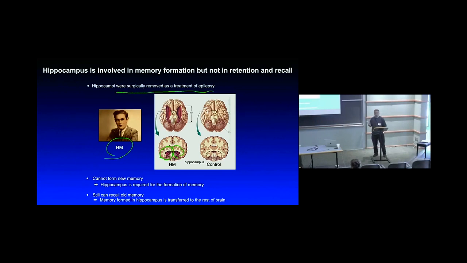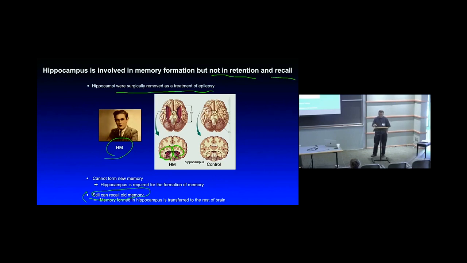Fortunately, his epilepsy was gone. However, he had a new problem: he couldn't remember anything new. So it indicates that the hippocampus is important for the formation of memory. However, at the same time, people noticed another thing. They found that HM could still recall old memory. It indicates that memory formation requires the hippocampus, but the hippocampus is not important for retention and recall of old memory.